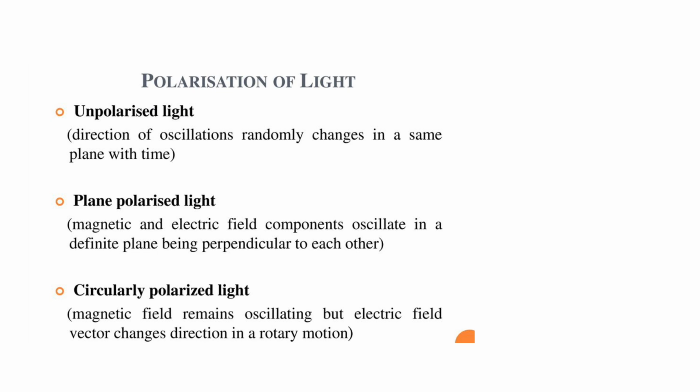So light could be of different polarizations. Unpolarized light is where the direction of oscillations randomly changes in the same plane with time. Plane polarized light is when magnetic and electric field components oscillate in a definite plane, being perpendicular to each other. And circularly polarized light is when the magnetic field remains oscillating but the electric field vector changes direction in a rotatory circular motion.